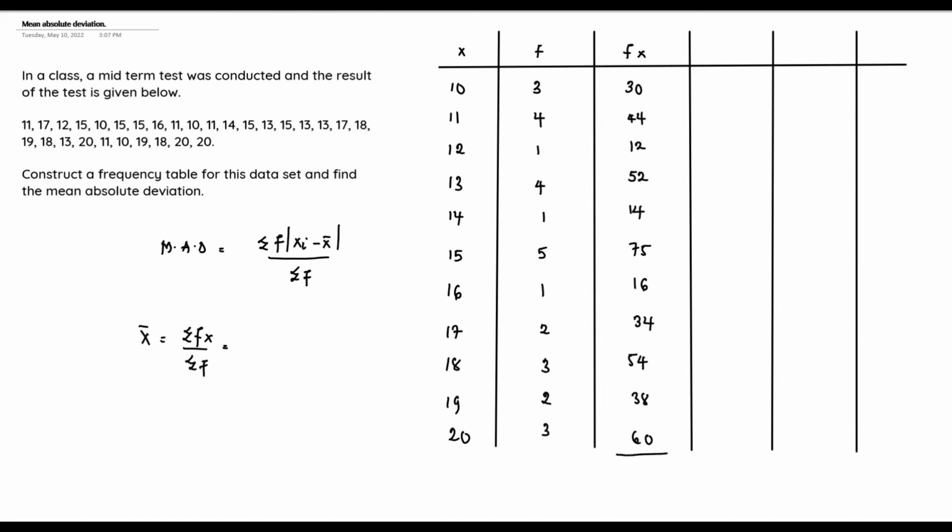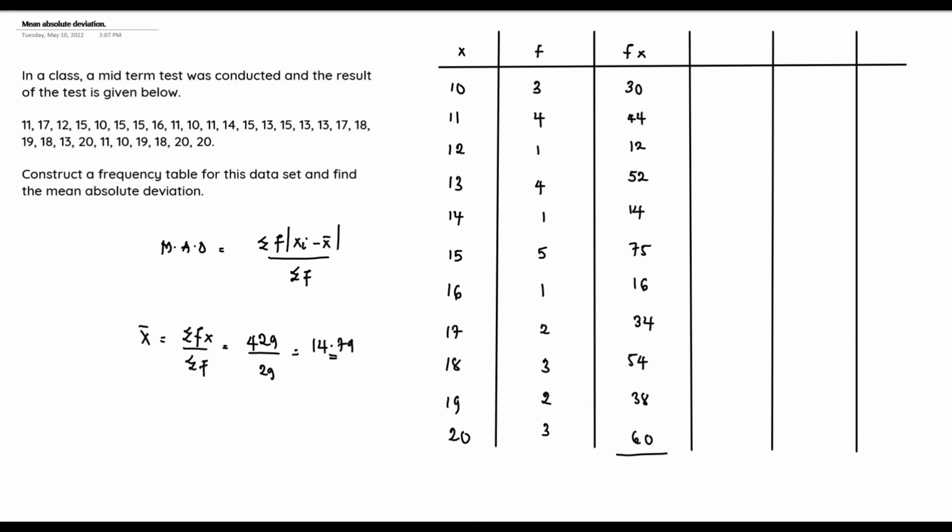So that is going to be 30 plus 44 plus 12 plus 52 plus 14 plus 75 plus 16 plus 34 plus 54 plus 38 plus 60, and that is going to give us 429, divided by, let's sum the frequency. That's going to be equal to 3 plus 4 plus 1 plus 4 plus 1 plus 5 plus 1 plus 2 plus 3 plus 2 plus 3, and that gives us 29. So the value of our mean is going to be equal to 429 divided by 29, and that gives us 14.79. So the mean of our data set is actually equal to 14.79.